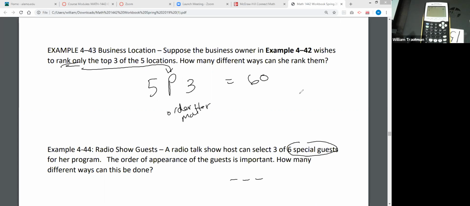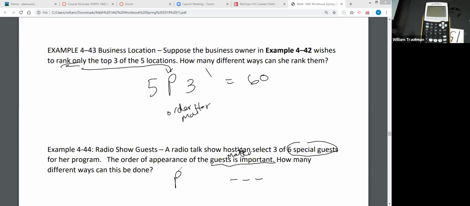guests. So they have 6 guests, but they only have 3 spots to put these guests on. The order of the appearance of the guest is important. That means the order matters. When it says it's important, they're going to rank them. The order matters that you put the guests in. Oh, I can only go first if I'm going to be on the radio, so they'll say something like that. So order matters. If order matters, it's a permutation. We keep on talking about permutation, but there's another one we're going to talk about, combination, in a little bit, where order does not matter.